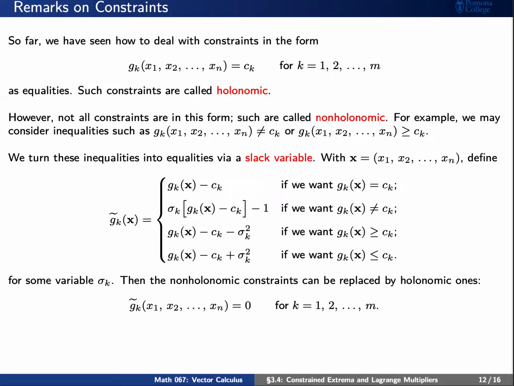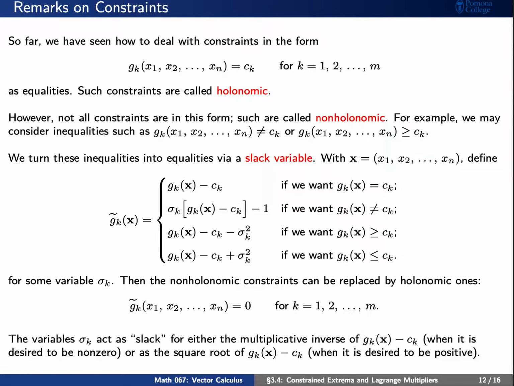So here on the screen, you can see that there are various ways to turn some of these non-holonomic constraints into holonomic ones. We can think of these sigma sub k's as taking up the slack, so to say, whenever we want to have things like multiplicative inverses or even square roots, because we might want to have things greater than other things. Again, we won't really focus on this in this class, but I'm mentioning this because you may see this in other fields.